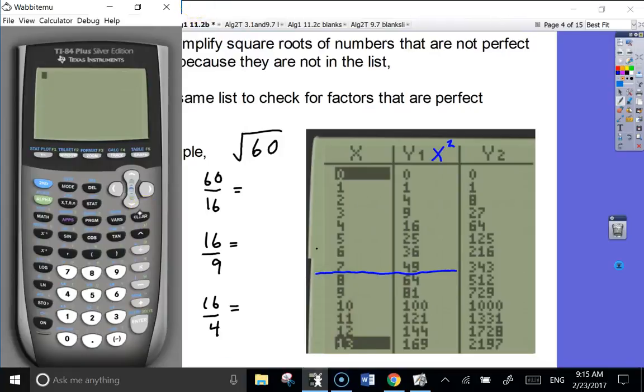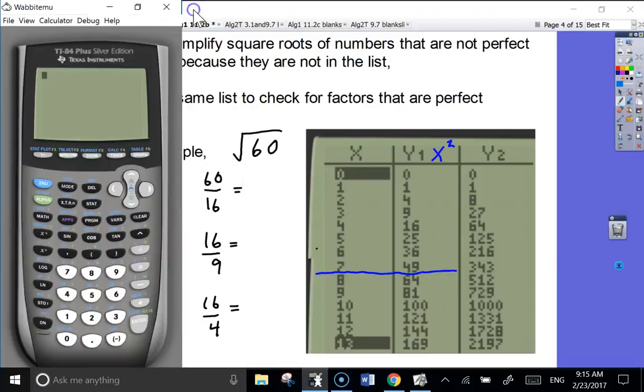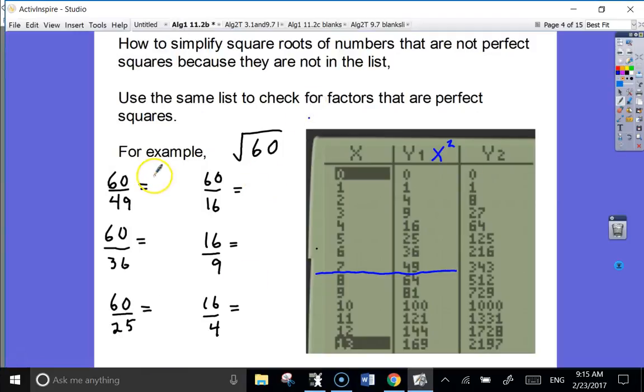Okay, clear. So if I do my 60, I'm having some issues with this today, for sure. Yeah, okay, so I'm going to leave it there.